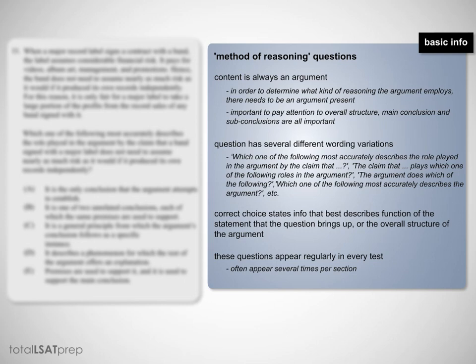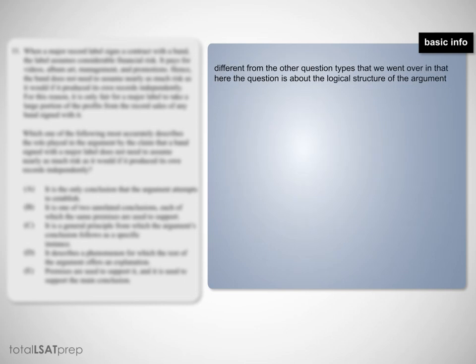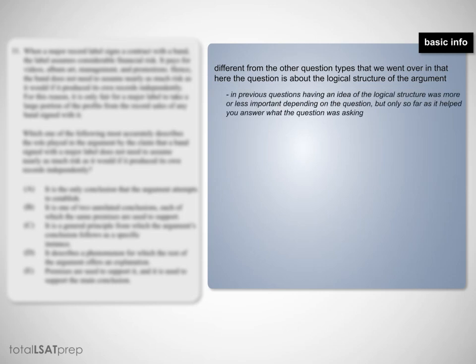Now, this question type is different from the other question types that we went over, in that here the question is about the logical structure of the argument. In the previous questions, having an idea of the logical structure was more or less important depending on the question, but only so far as it helped you answer what the question was asking, and only insofar as it helped you understand the argument better. Here, the question itself is about the logical structure of the argument. The answers will deal directly with the nature of that logical structure. And this is another difference from the previous question types.